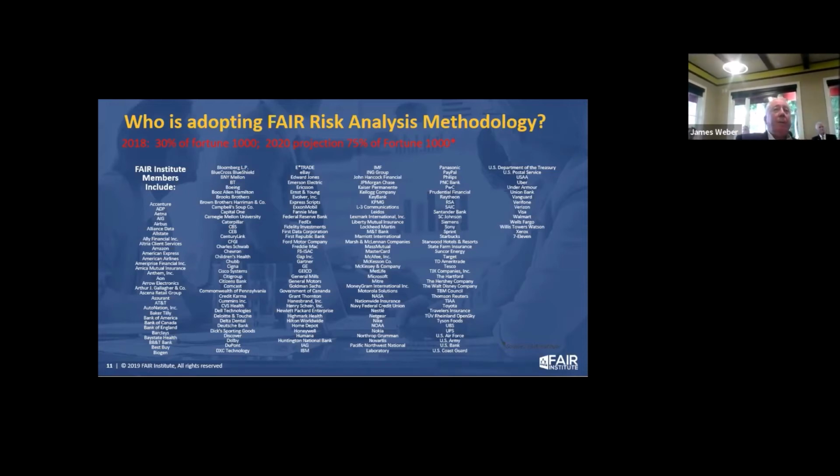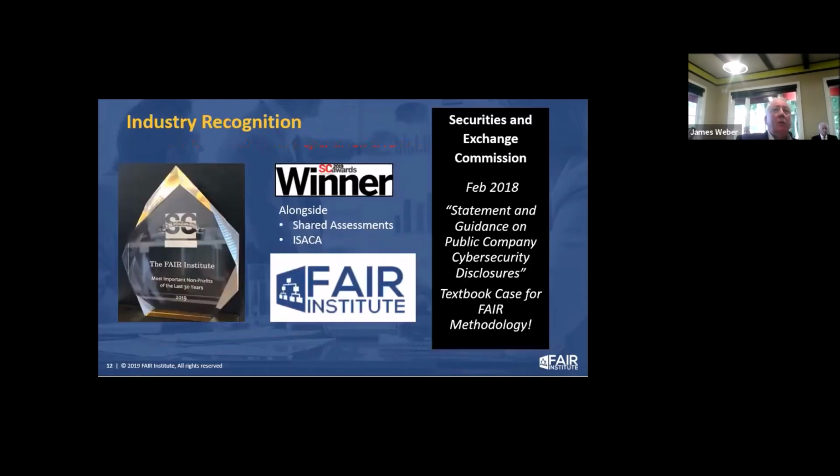All right. So who's adopting FAIR and why am I so passionate about it? By 2020, they're expecting 75% of the Fortune 1000 to be using some type of quantitative risk analysis. And actually go to the next slide. RSA is a big security conference where all the geeks go every year, and they awarded the FAIR Institute one of the most important nonprofits of the last 30 years, just this year. And then last year, February 2018, the SEC issued a statement and guidance on public company cybersecurity disclosures that they're recommending you do a quantitative risk analysis in your public filings. So that's why you're starting to see a lot of movement on FAIR.